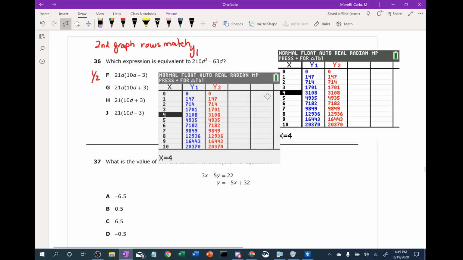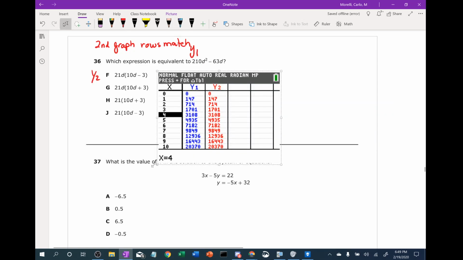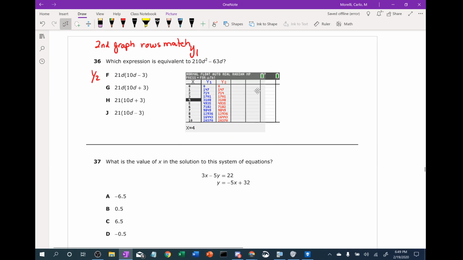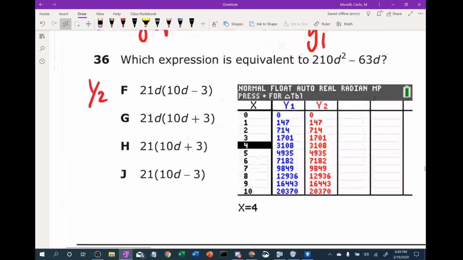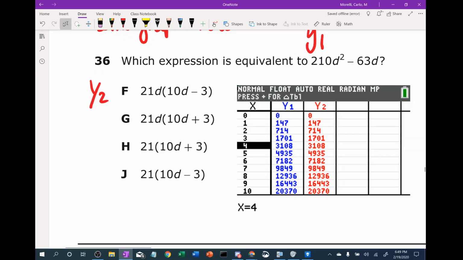See, we actually got quite lucky there with that one, because if you look at each row, the numbers are all the same. So because all the rows match up, the expression 210d squared minus 63d is equivalent to 21d times 10d minus 3. It's correct. Yes, correct. You are 100% correct, Nunya.